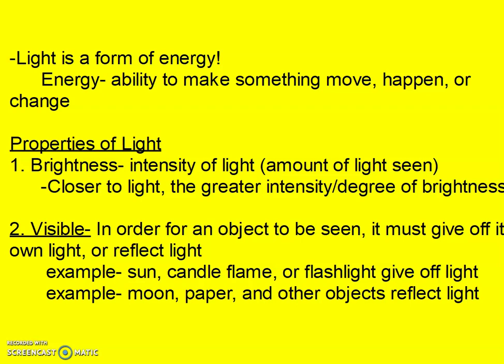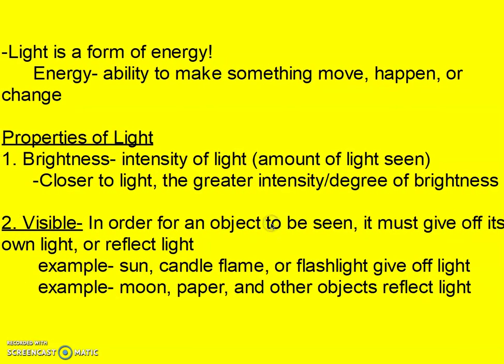The second property is visible. In order for an object to be seen, it must give off its own light or reflect light. For example, the sun, candle flame, or flashlight give off light. Examples of the moon, paper, and other objects reflect light. So that's what I was talking about before.